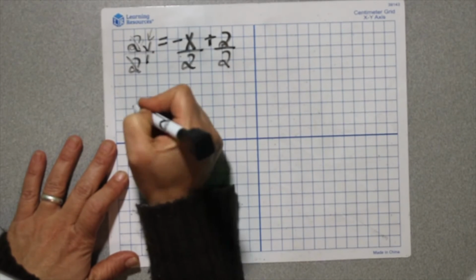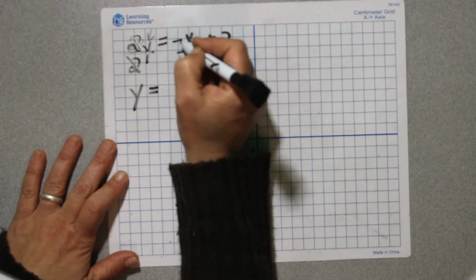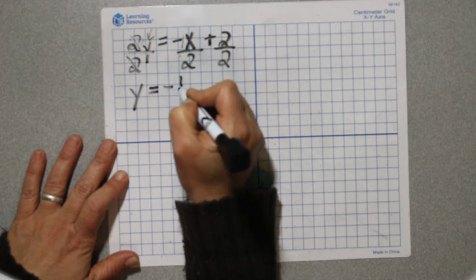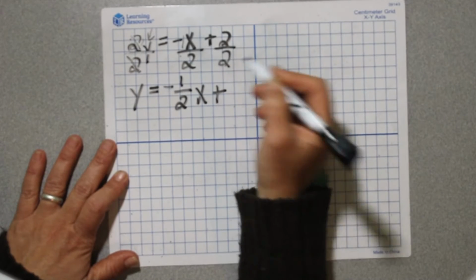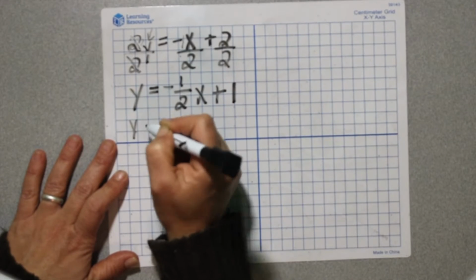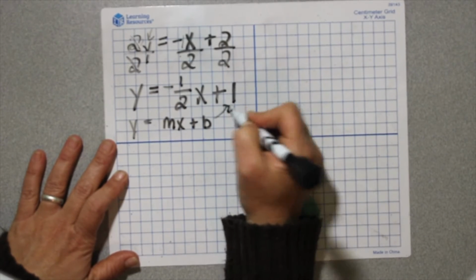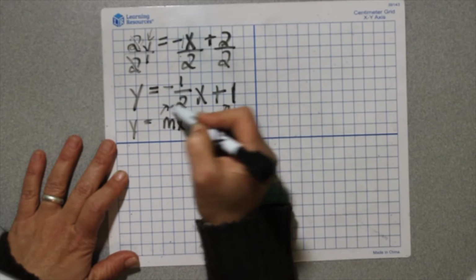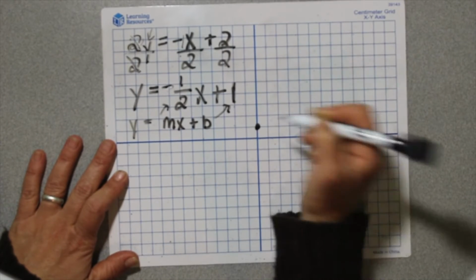So 2 divided by 2 would be 1, so we get y by itself. Alright, so x divided by 2 really means 1x divided by 2, which would be 1/2 x. So we get negative 1/2 x plus 2 divided by 2 is 1. So now it's in y equals mx plus b. We can see that our y-intercept is 1, and m, our slope, is negative 1/2.